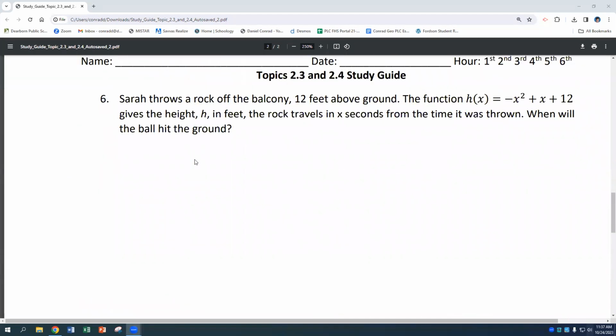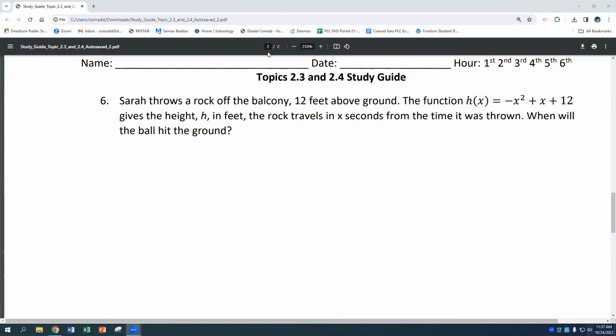All right, next one is essentially the same question, except that she's throwing it from 12 feet off the ground, right? So if we draw our graph, right, she's starting at 12 feet. She's going to throw it up and it's going to come down. So we're going to have two x-intercepts, right? One's going to not work, one's going to work. Right, so we want to know when h is 0, the height is 0.